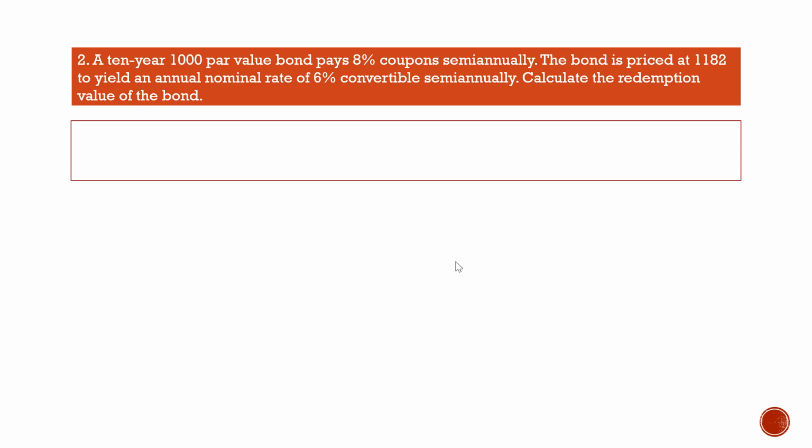Second question. A 10-year 1,000 par value bond pays 8% coupons semi-annually. The bond is priced at 1182 to yield an annual nominal rate of 6% convertible semi-annually. Calculate the redemption value of the bond. Just follow the formulas.